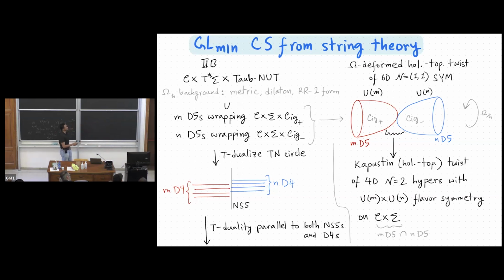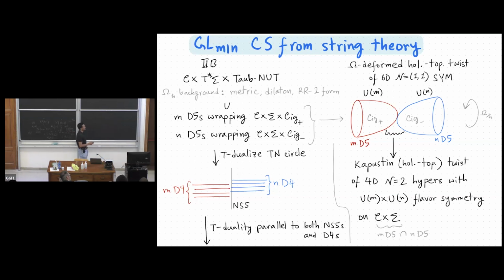Because of this non-trivial background, on the D5 branes, what I find is an omega deformed holomorphic topological twist of 6D N=(1,1) super Yang-Mills. And these 2 branes intersect where these 2 cigars touch at the center of the top nut. So there are open strings stretched between these 2 stacks of D5s. And these open strings are localized at the intersection of the 2 D5s, which is the C times sigma. So there I have a twisted version of a 4D N=2 theory of just bifundamental hypers. Yeah, so these are coming from these open strings.